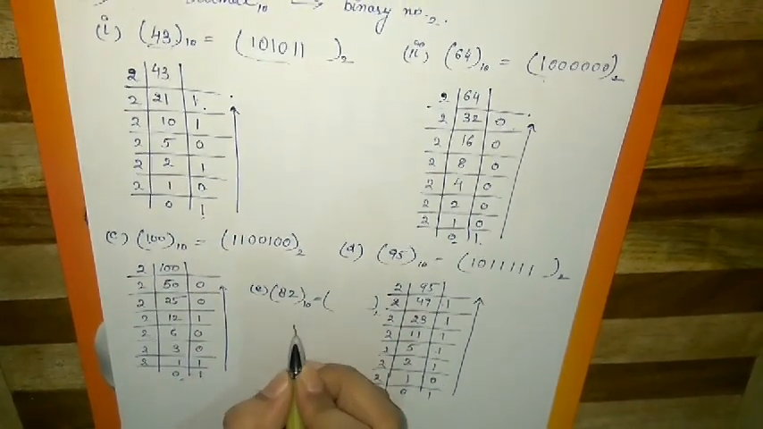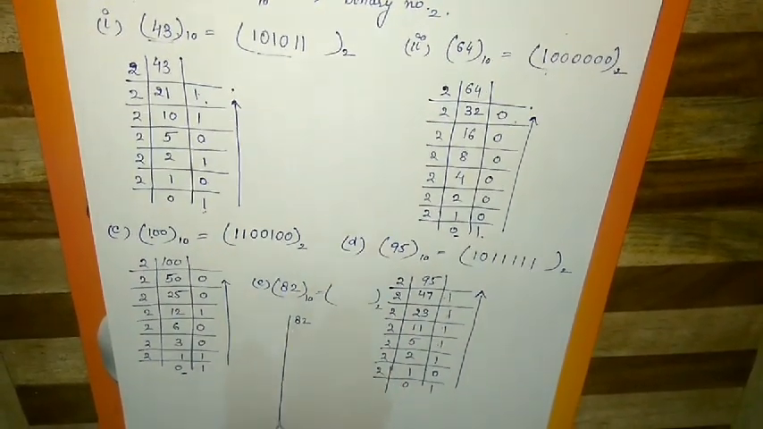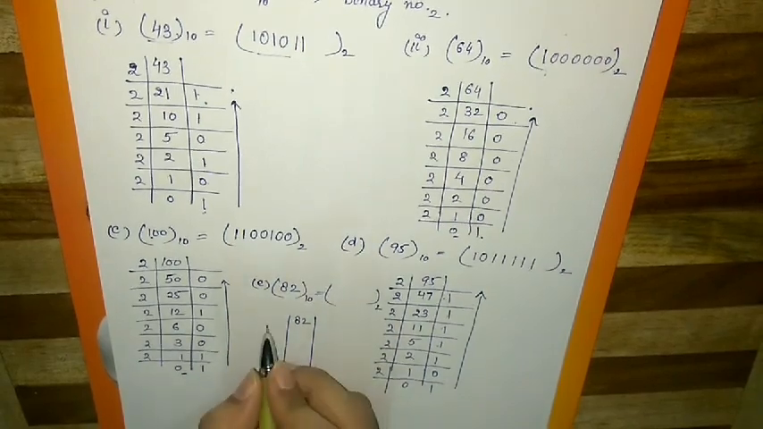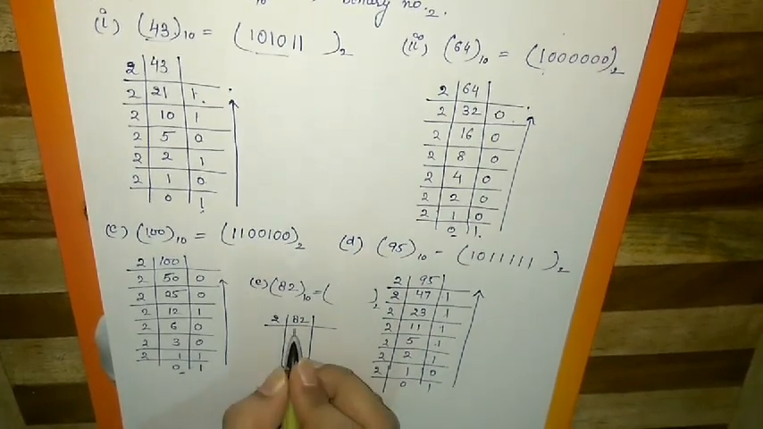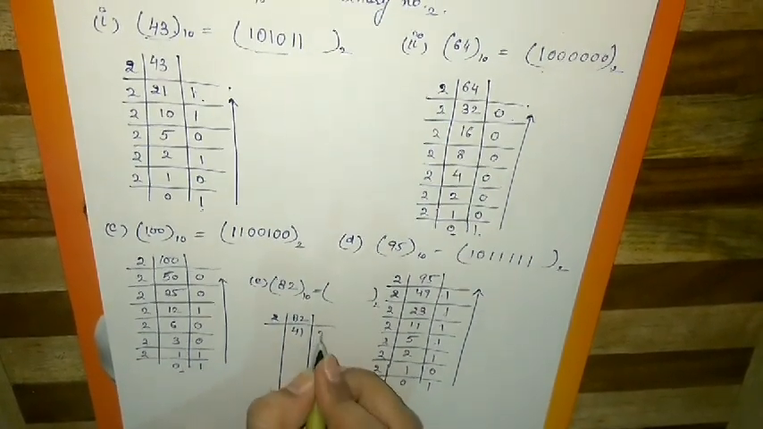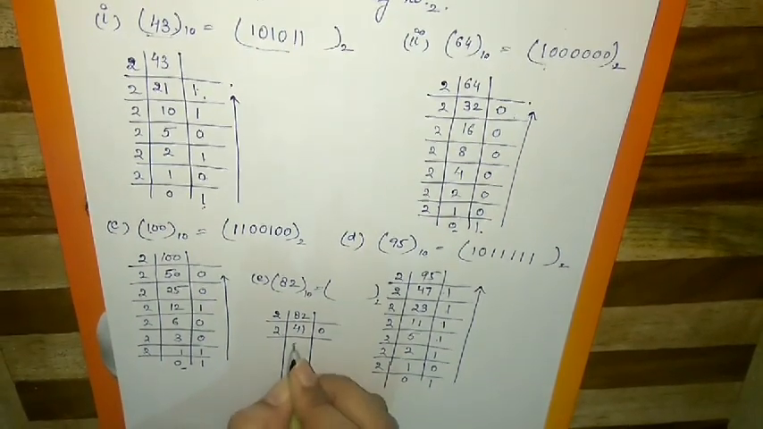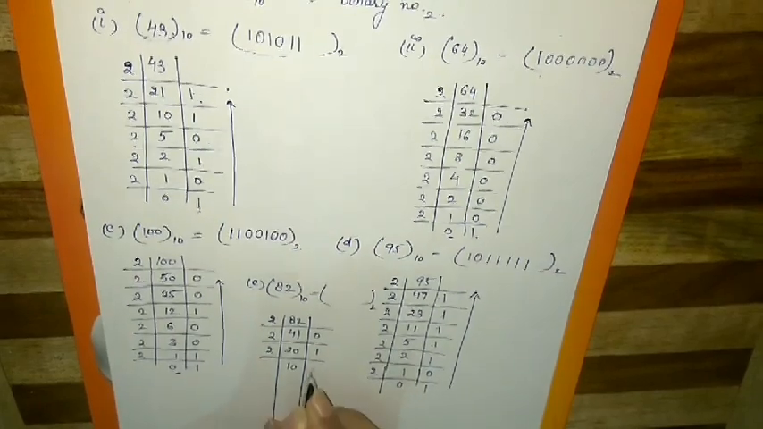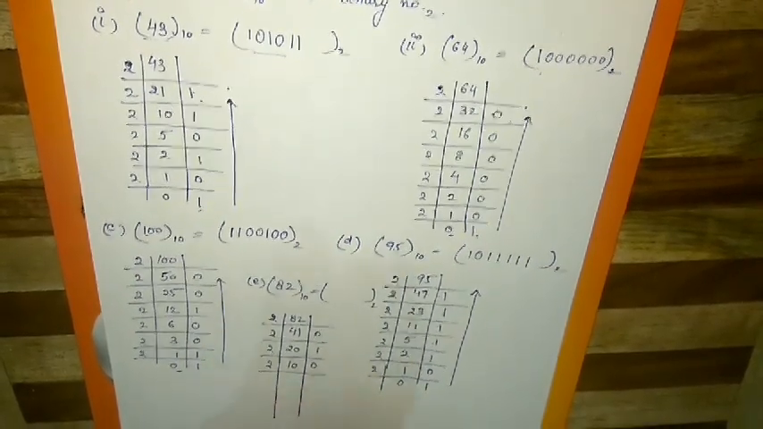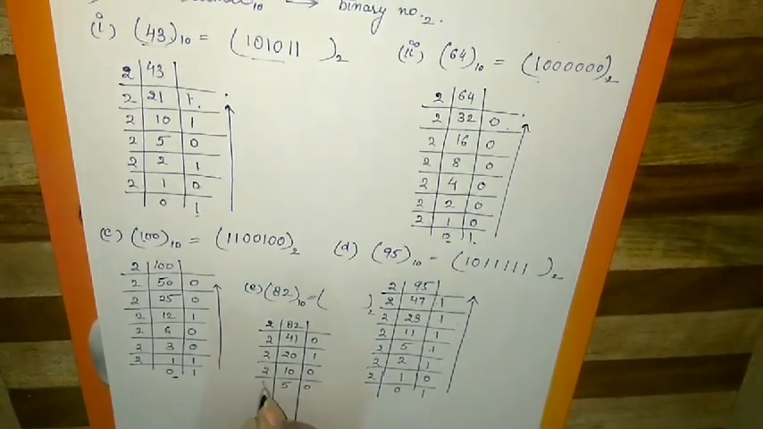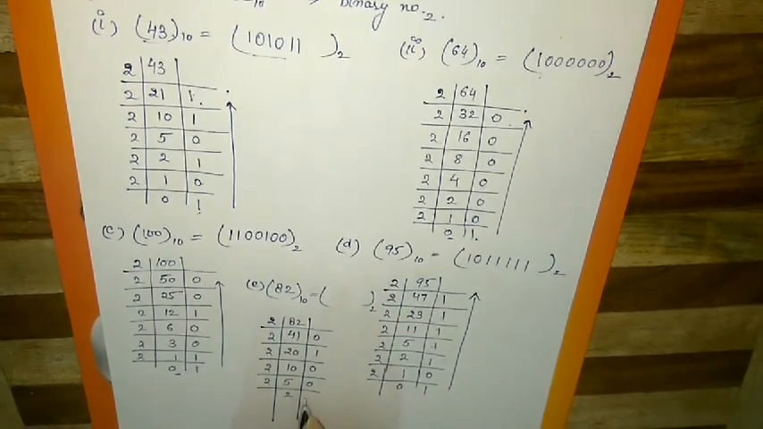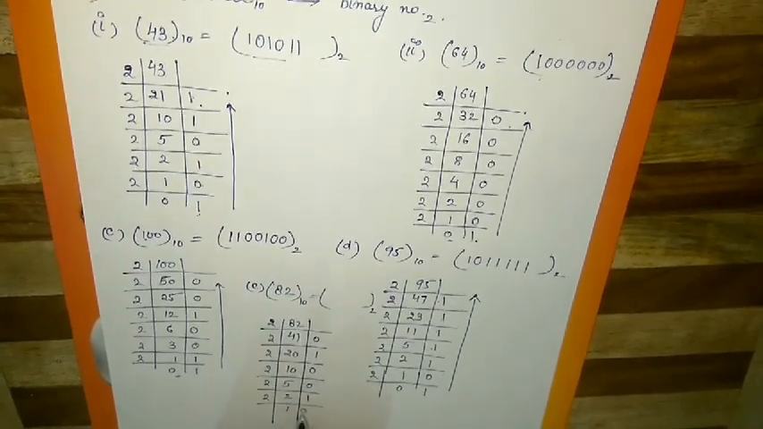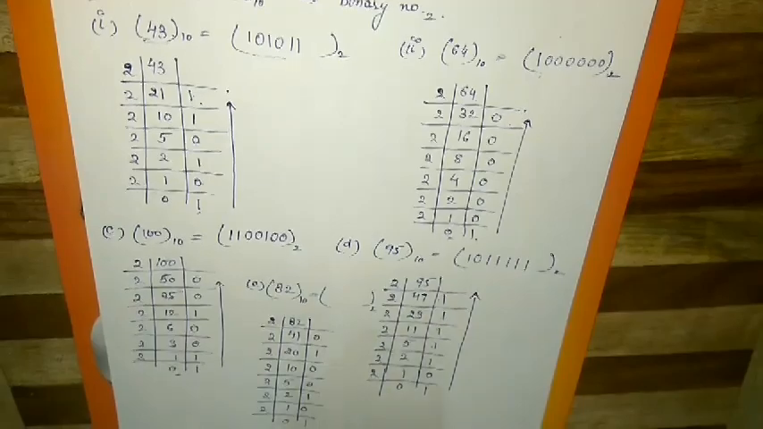So 82, again divide this 82 with the help of this table. 41 you are getting as a quotient and 0 remainder, again 20 as a quotient, 1 remainder, again 10 as a quotient, 0 remainder, again 2 5s are 10, 0 as a remainder, 2 2s are 4, 1 as a remainder, 2 1s are 2, 0 remainder, and 2 0s, 1 remainder.